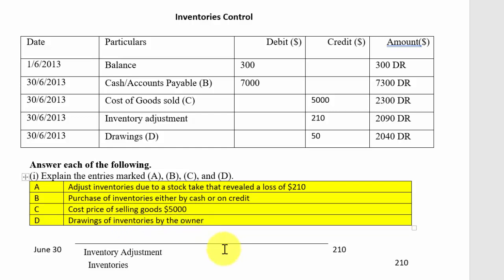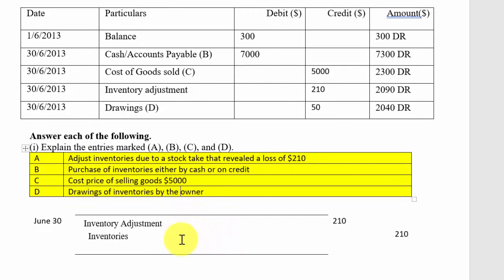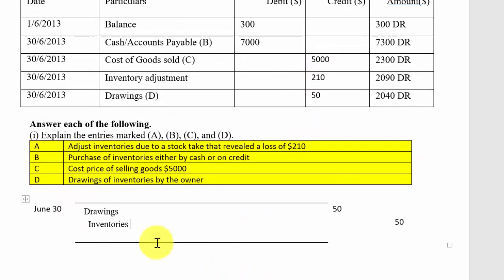If I've gone too quickly on this, then in each instance you should reconstruct a general journal entry like I've done below. So to summarise for part D, the debit would have been to drawings for $50, and the credit here has gone to the inventories control account down there. Right. So debit drawings, credit inventories control.